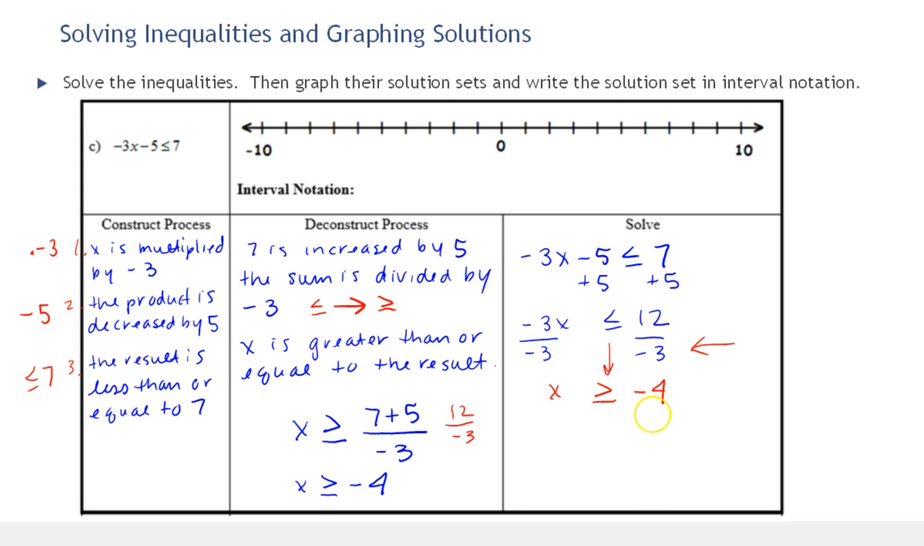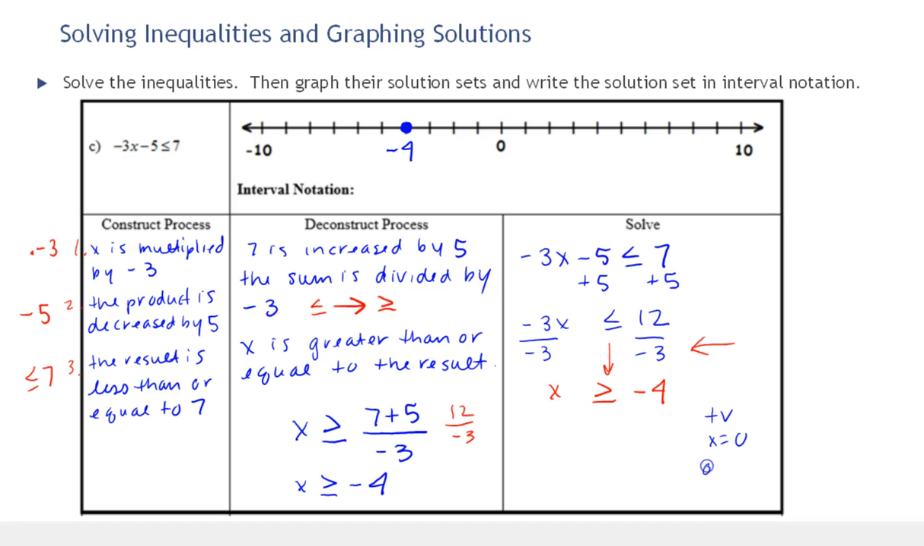Our boundary value is -4. So 1, 2, 3, -4. It says greater than or equal to, so I'm going to draw this circle, but I'm going to fill it in. Now we have to decide, is it all the values to the left or all the values to the right? Okay, we'll use TV for test value.